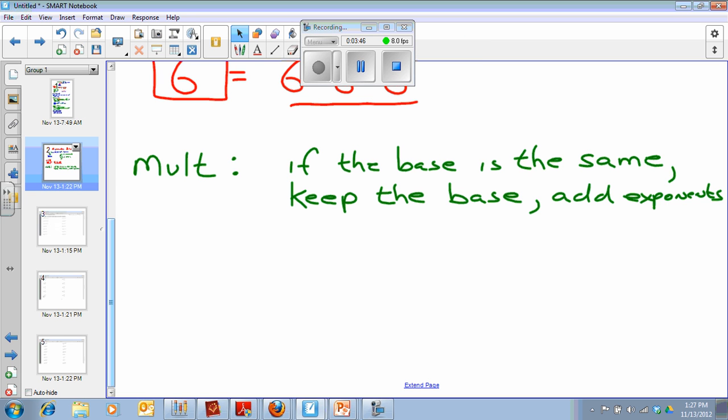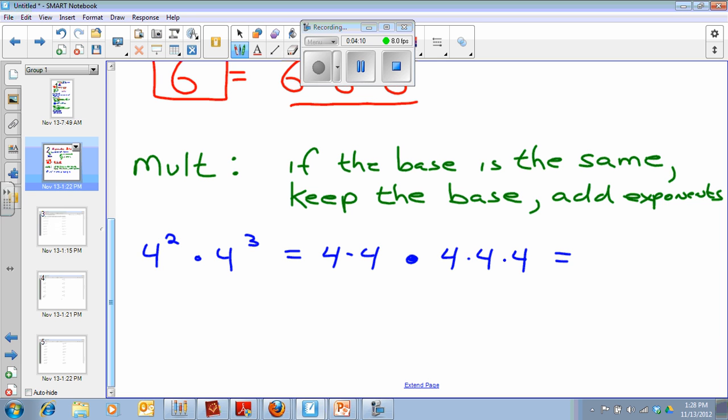Let's just say we have 4 to the second power times 4 to the third power. In expanded form, that would really be 4 times 4, that would be the 4 squared, times, and then 4 cubed would be 4 times 4 times 4. And if we wanted to simplify that, we would say, how many 4s do we have now? Well, that would be 4 to the 5th power. So we can apply the rule without writing out an expanded form to find our answer. We can just say, okay, let's just keep the base.